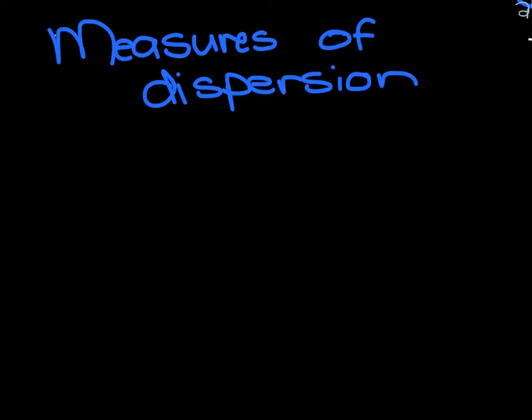The next thing we work is the measures of dispersion. Now the measure of dispersion we worked with in grade 9 is called the range. The range. Now range means they want to know how this data is spread.